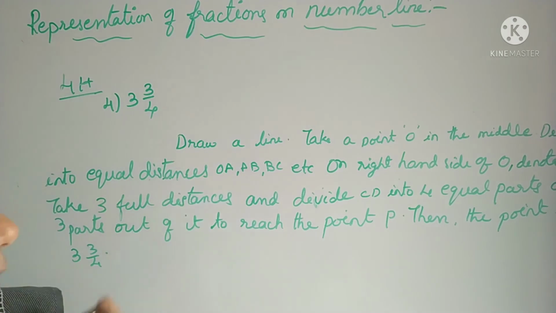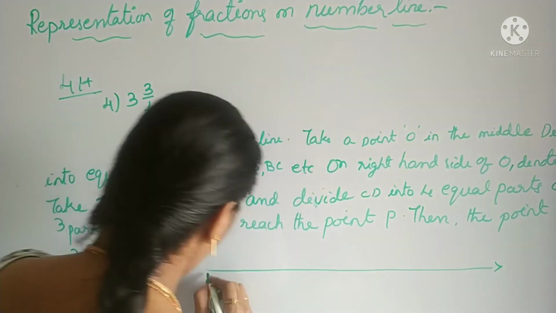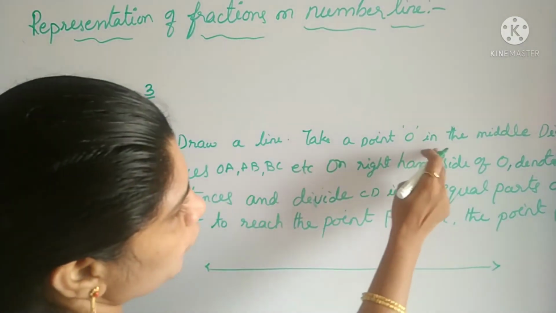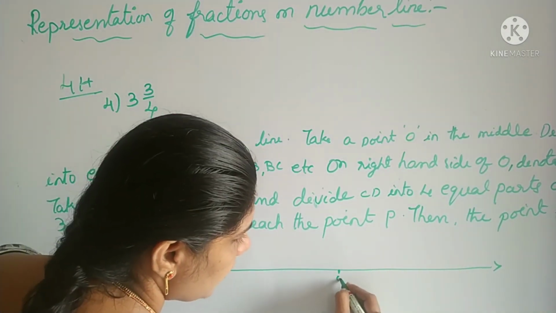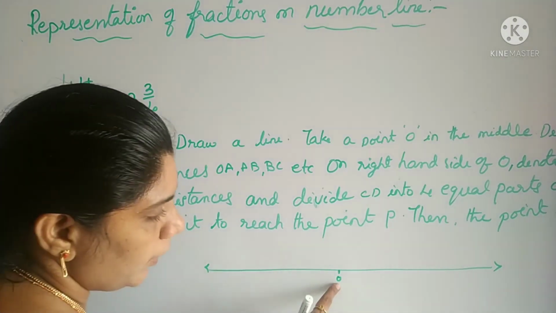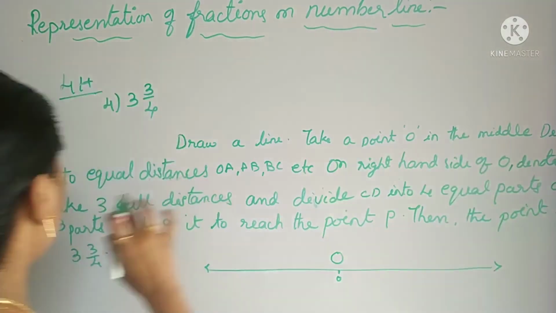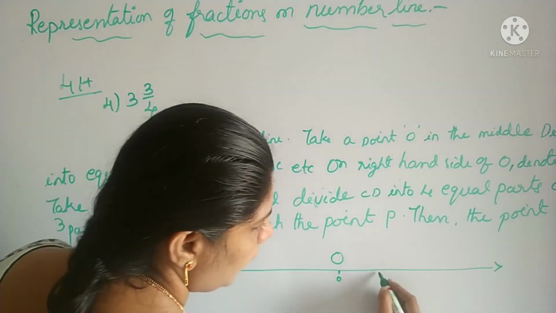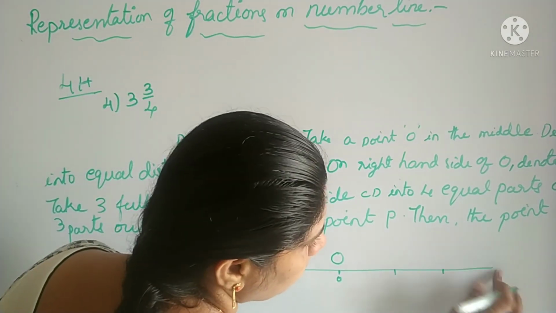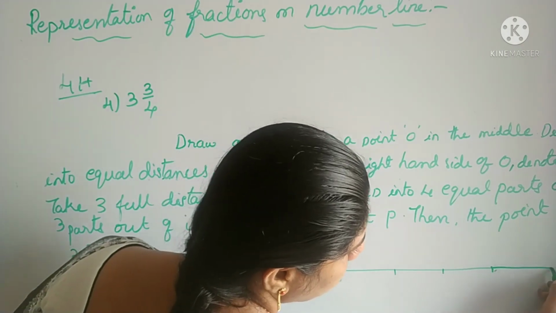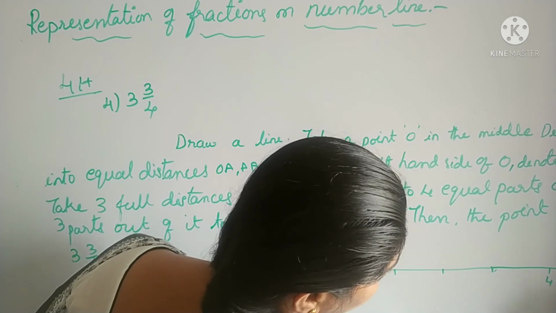See, first what we have to do, we have to draw a line. Like this, draw a number line. And take a point O in the middle. This is 0. Usually on your number line you will get 0, so this one you have to represent with O. Next, divide the line into equal distances. So equal distances we have to divide. First one, second one, third one, next one will be fourth one, and so on.